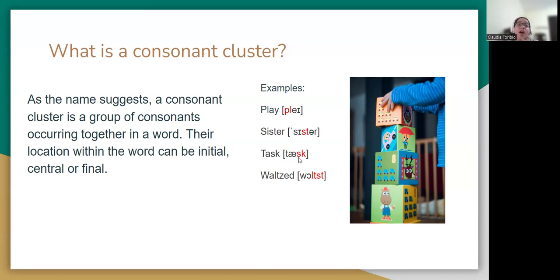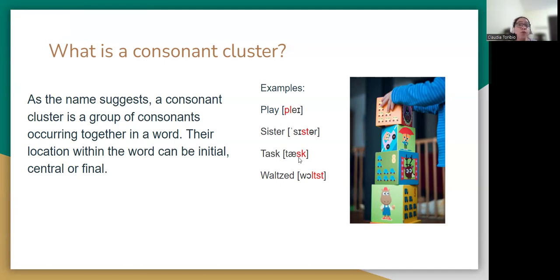S, scrap. So we have the S, we have the K, which is a stop, and lastly we have the R, which is a glide in English. Some other examples are strain, or splash. Now, when the consonant cluster is at the end of the word, it could be longer.